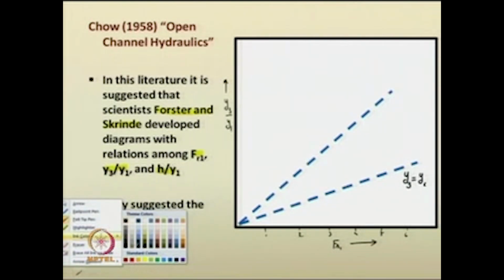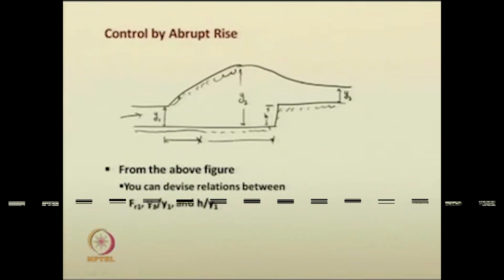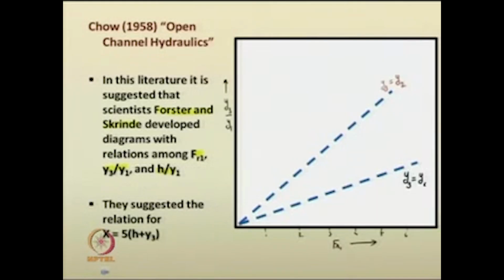Then I can suggest one more line here, where the depth y3 is the same as the depth y2. Just go back to the figure. This depth y3 is the same as y2. What does that mean? That means there is no elevation in the bed here. At the section x, the elevation provided is 0. Only then can you have y2 the same as y3 in such a situation. So, these are the maximum bound conditions, or the maximum possible phenomenon, for such a thing.